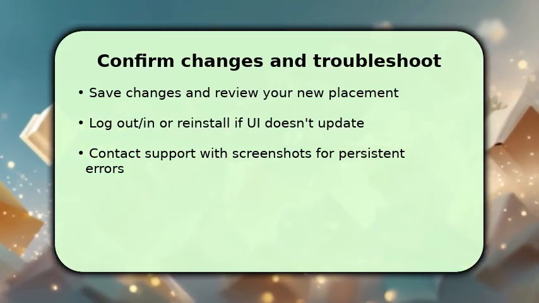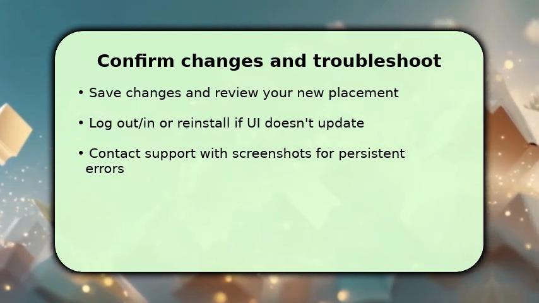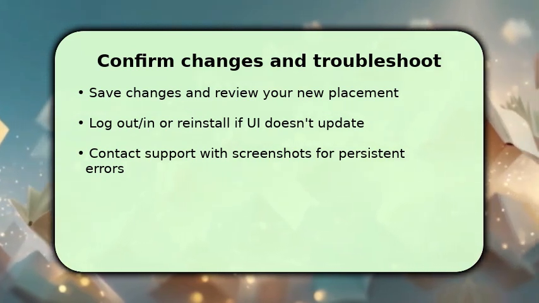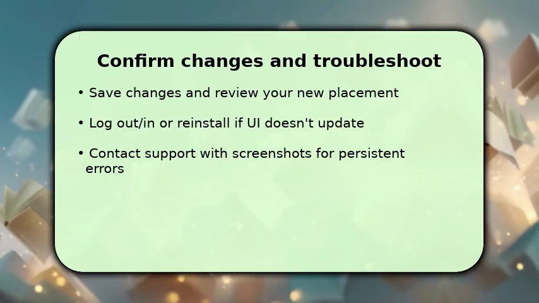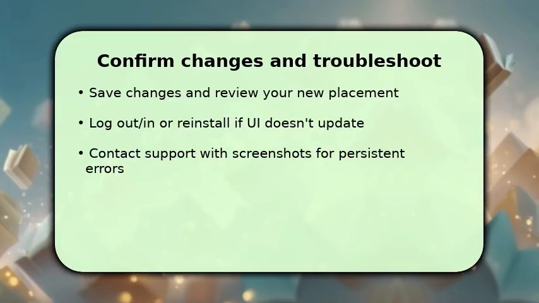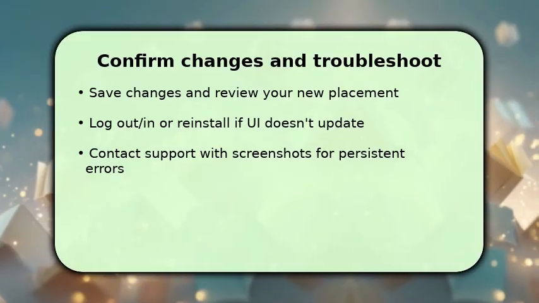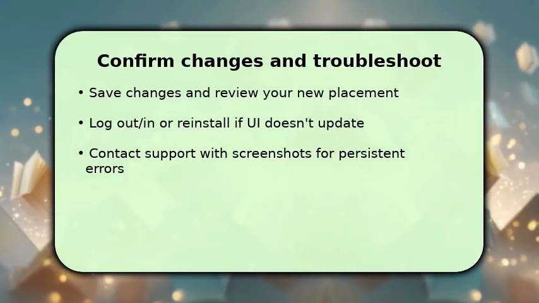If the app doesn't reflect changes, log out and back in, clear cache, or reinstall the app to force an update. If problems persist, take screenshots of the issue and contact Duolingo support through the help section. They can reset placements or fix bugs. One key tip: always keep a backup of important progress before resets.